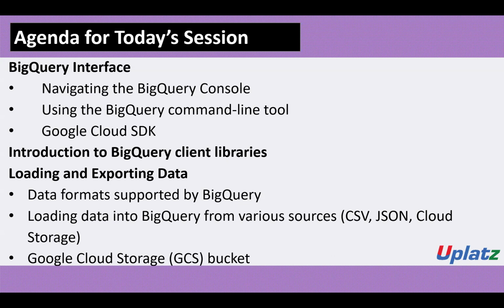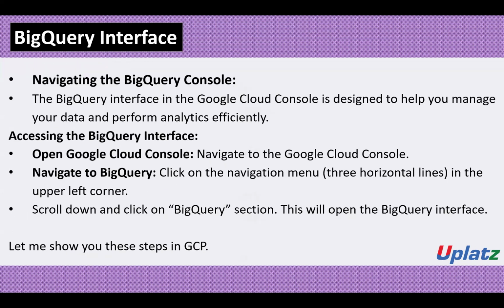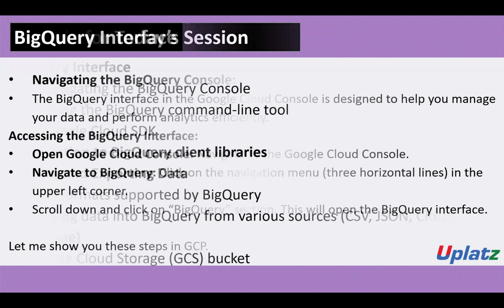In the previous session, I think I have already shown you how you can load the data into BigQuery, or how you can create a table under a particular data set. So we are going to see the part of loading the data into BigQuery from various sources in detail. And finally, we are going to cover the Google Cloud Storage bucket, the GCS bucket, and how you can create the GCS bucket in Google Cloud. Okay, so let's start with the first point, the BigQuery interface.